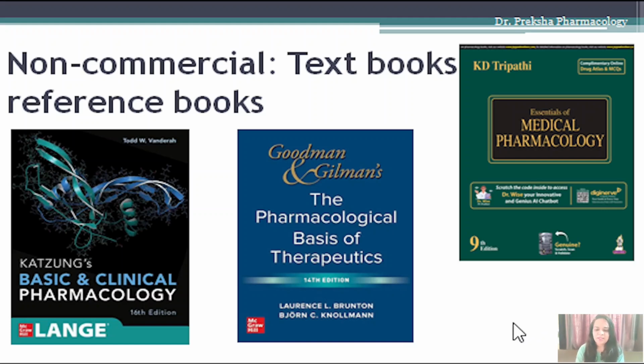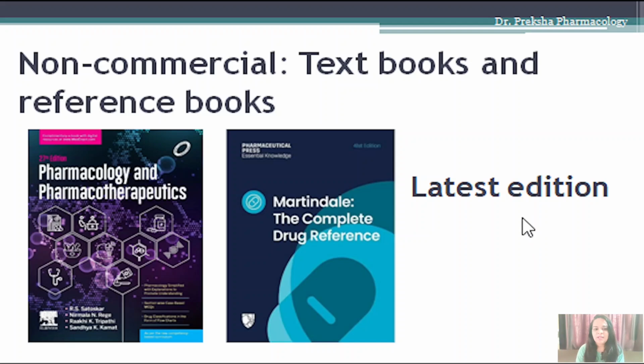These textbooks provide accurate and scientific information about drug use, and you should always use the latest edition of the textbooks. Other textbooks and reference books are Pharmacology and Pharmacotherapeutics by R.S. Satoskar, and another is Martindale, The Complete Drug Reference. This also provides information about the drug. So always use the textbook and reference book of the latest edition to get updated knowledge about drug use.